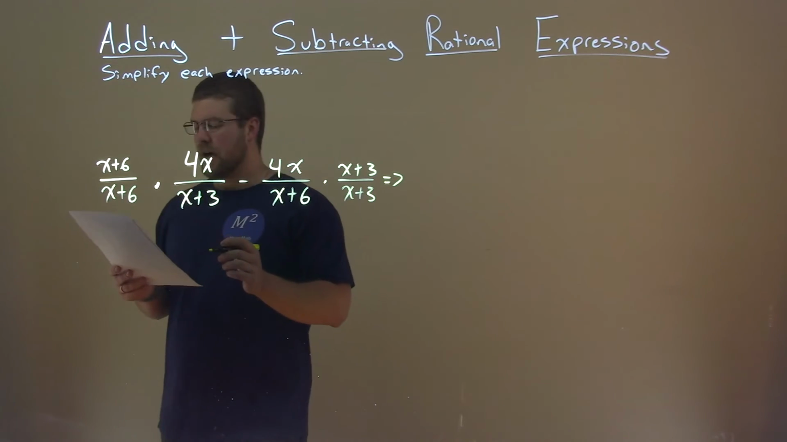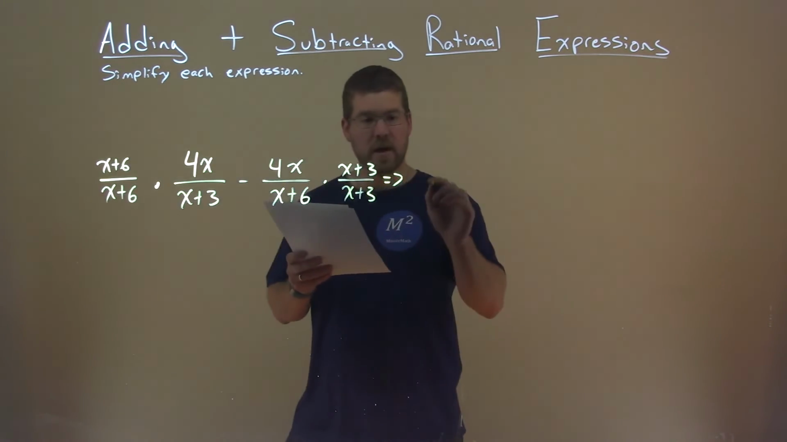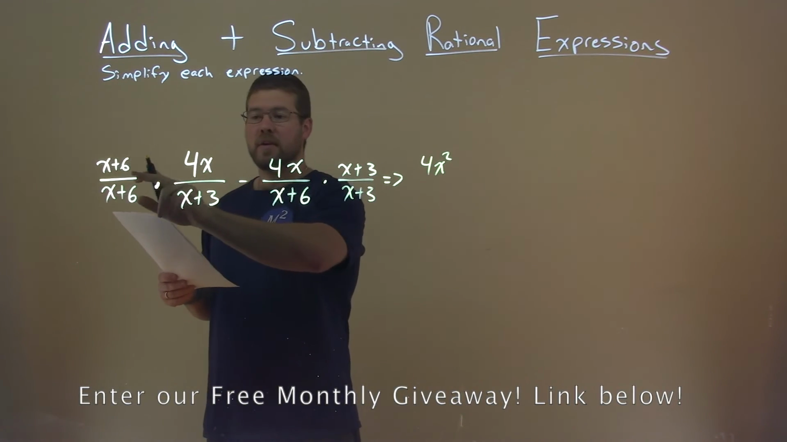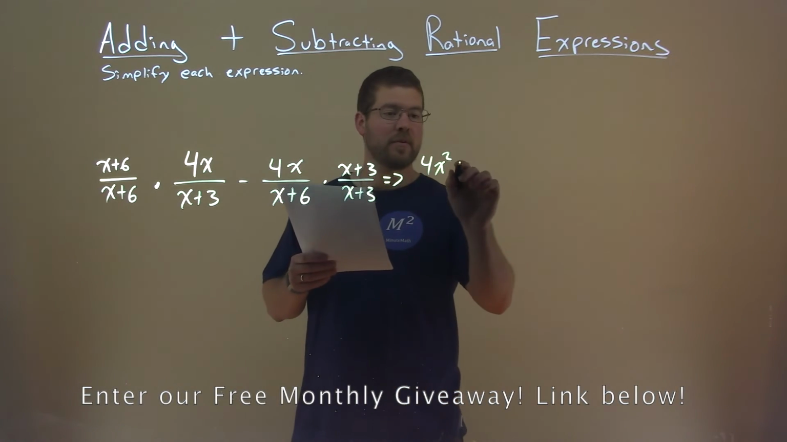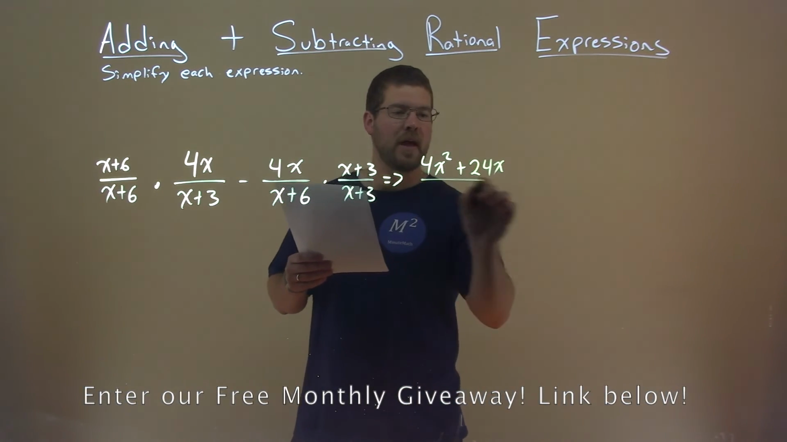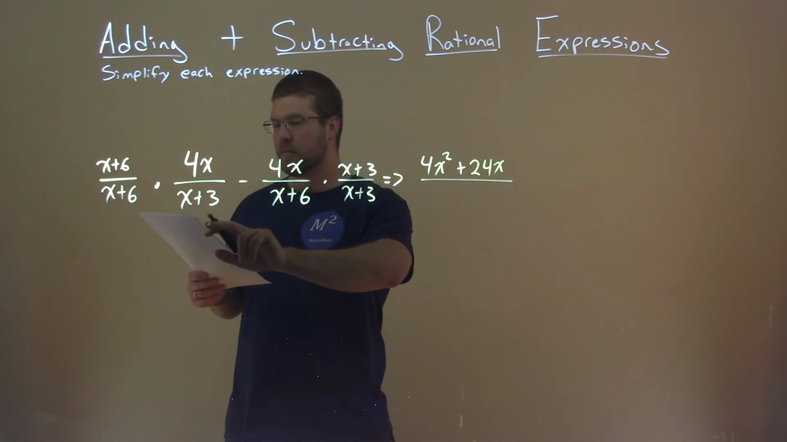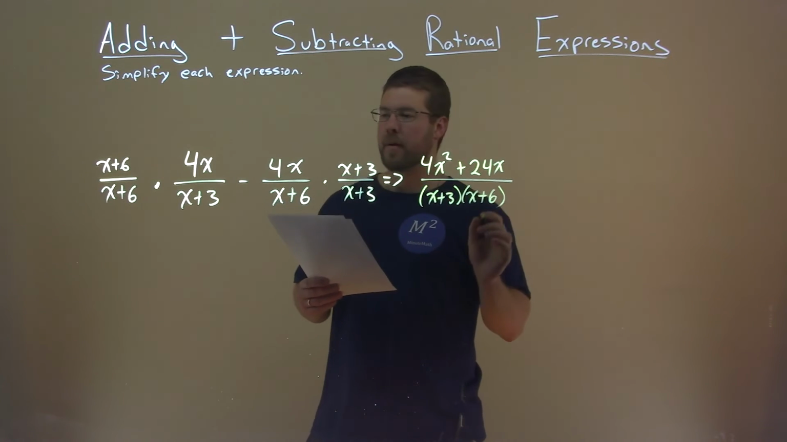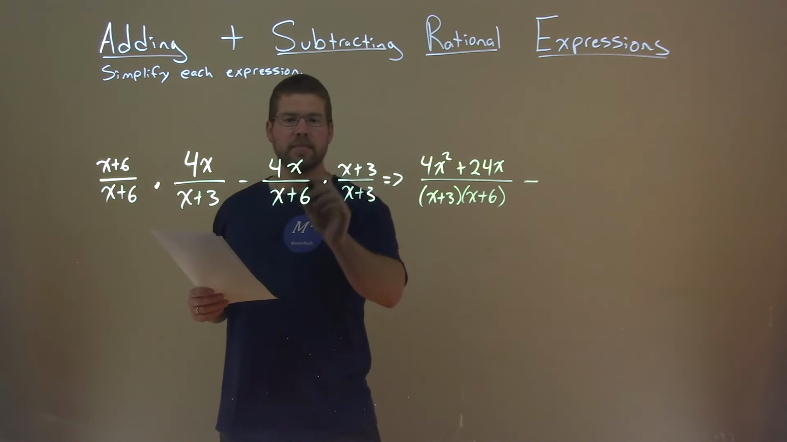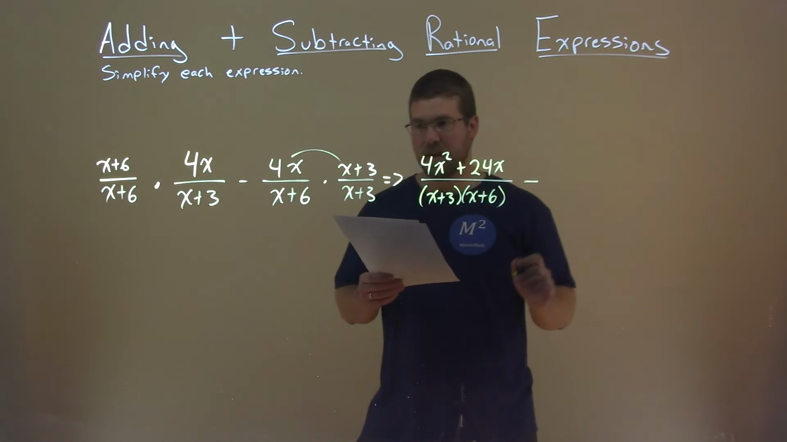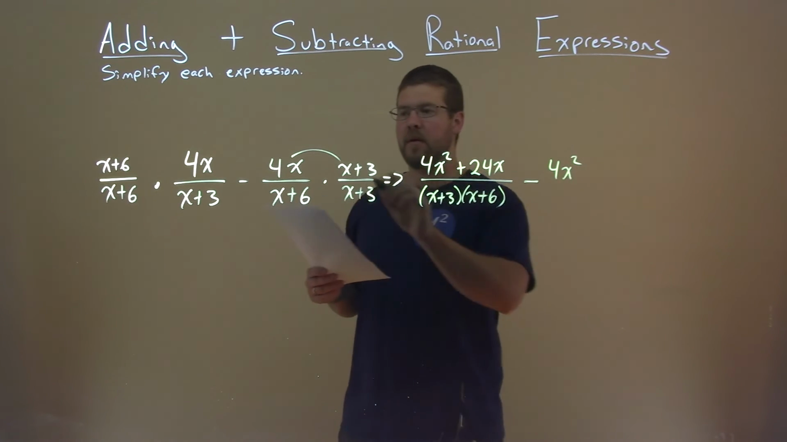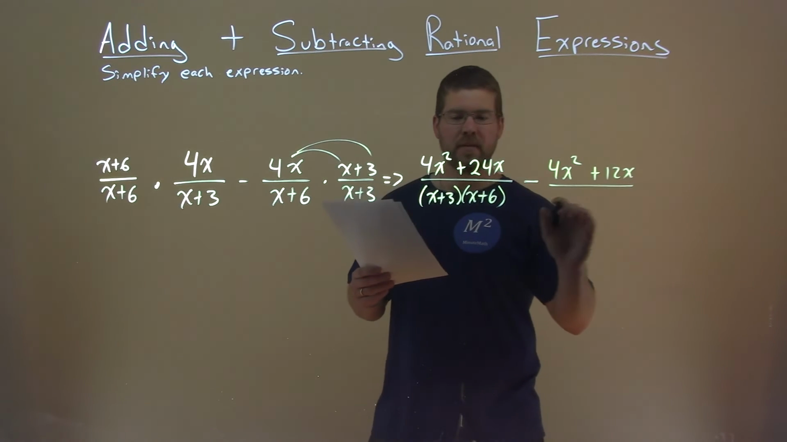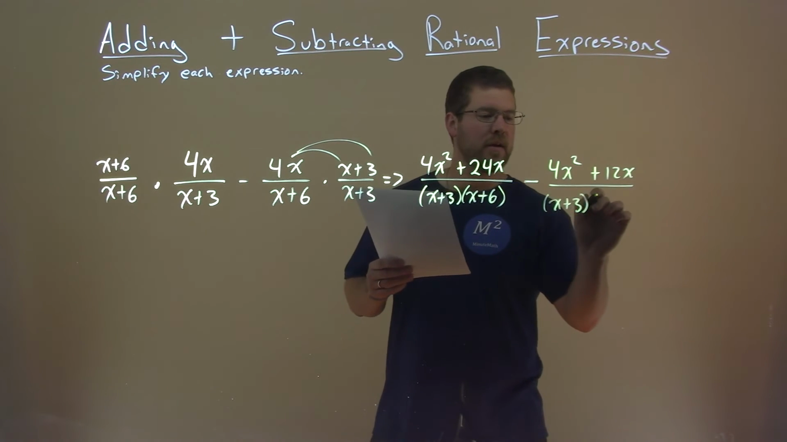So let's simplify this out a little bit. x times 4x is 4x squared. 6 times 4x is a 24x. And that's going to be over x plus 6 times x plus 3. Alright. Now we're going to do the same thing with the second part. 4x times x is a 4x squared. 4x times a 3 is a positive 12x. And that's over that x plus 3 times an x plus 6.